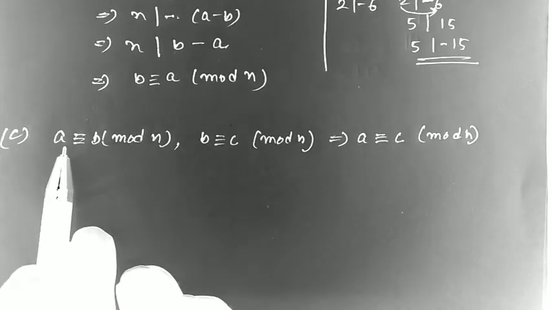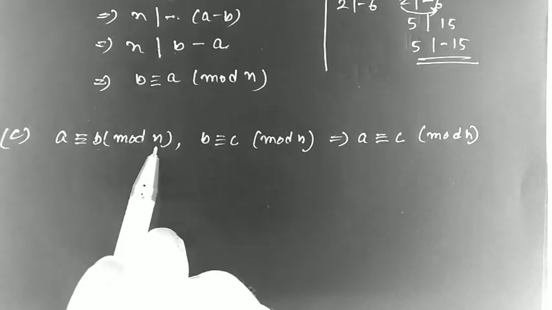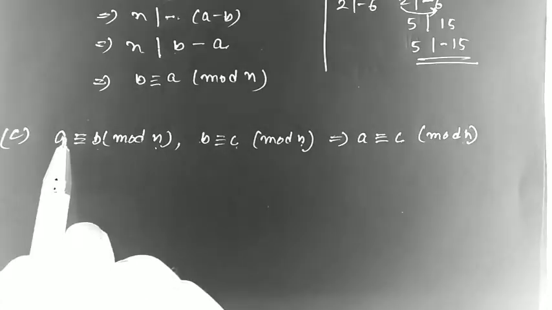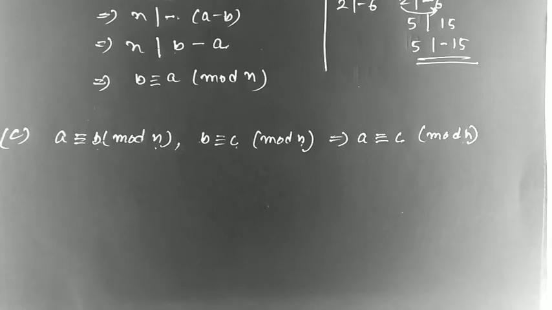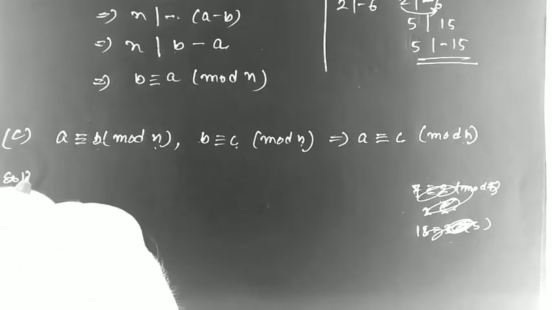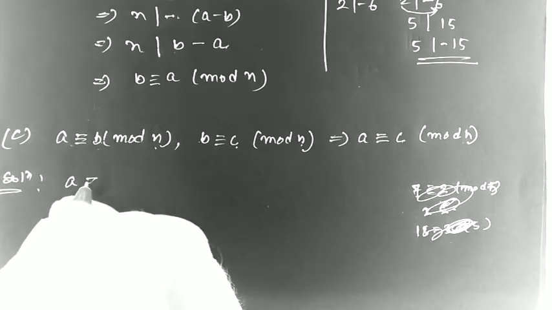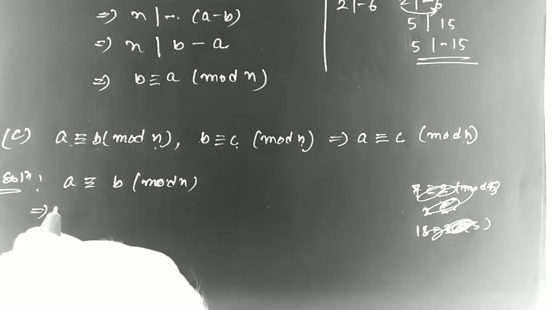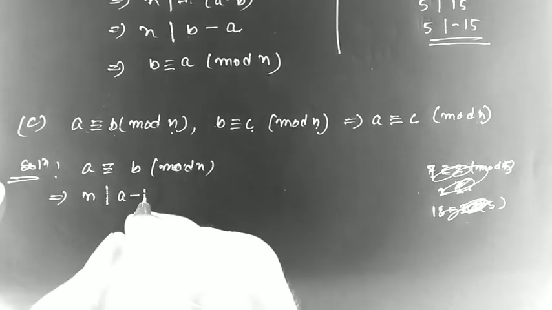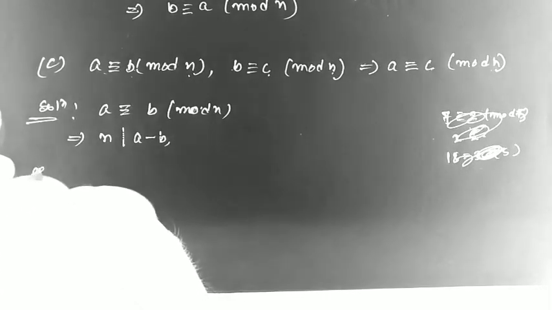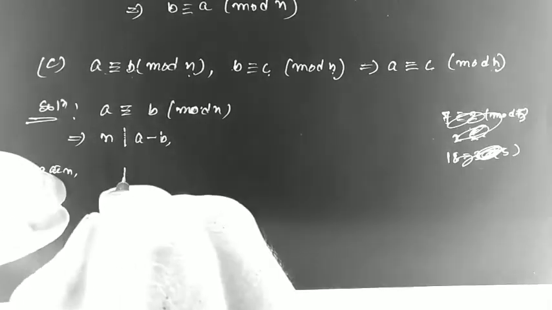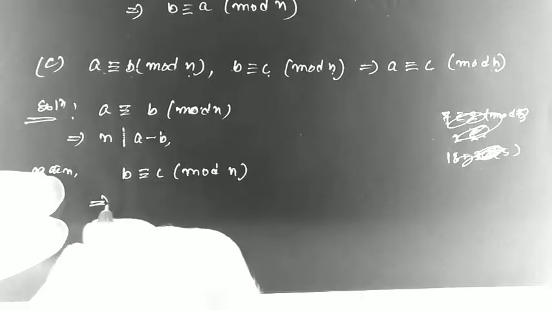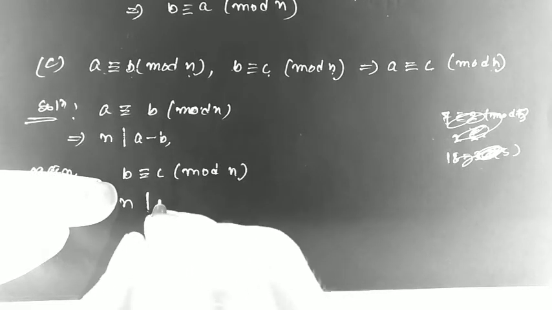Next property: a is congruent to b mod n and b is congruent to c mod n, then a is congruent to c mod n. How will we solve it? A congruent to b mod n. From this line we can write n divides a minus b. No? Again, b is congruent to c mod n. From this line we can write n divides b minus c.